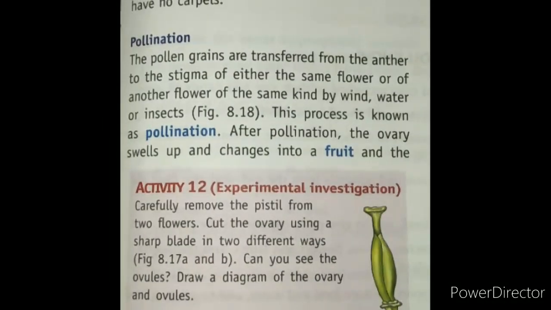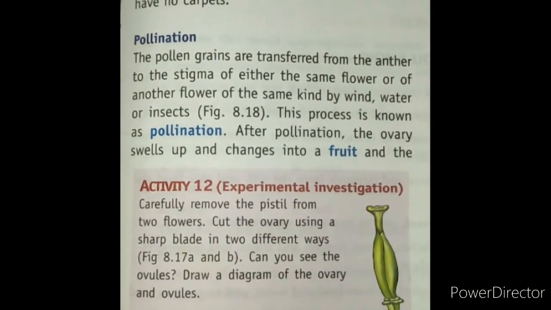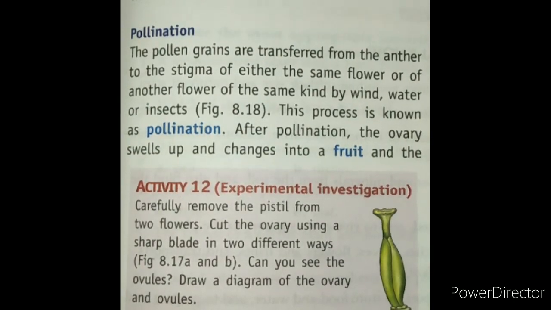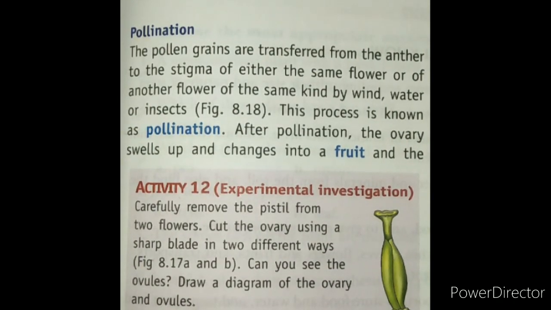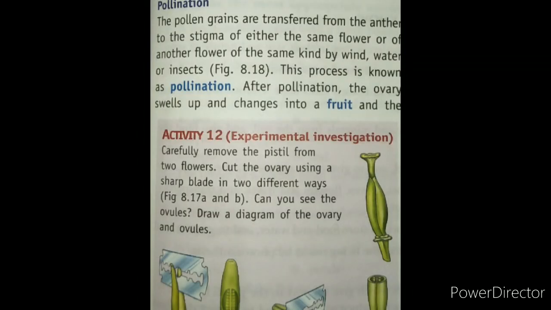The last topic of this chapter is pollination. Students, pollination is a process in which pollen grains are transferred from the anther to the stigma of either the same flower or another flower of the same kind of plant. Wind, water, or insects can be the agents that transfer pollen grains from the anther to the stigma of the flower, right?